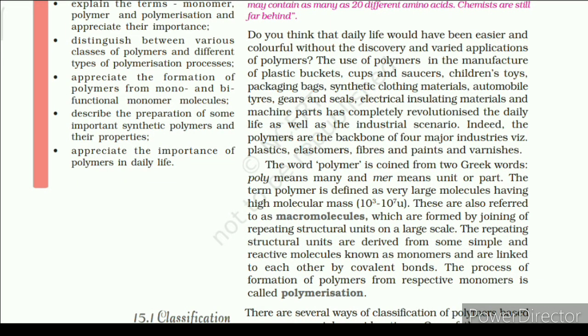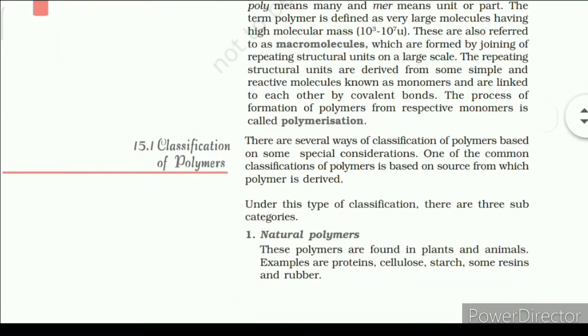Poly means many and mer means unit or a part. The term polymer is defined as very large molecules having high molecular mass. These are also referred to as macromolecules, which are formed by joining repeating structural units on a large scale. The repeating structural units are derived from simple and reactive molecules known as monomers and are linked to each other by covalent bonds. The process of formation of polymers from respective monomers is called polymerization.